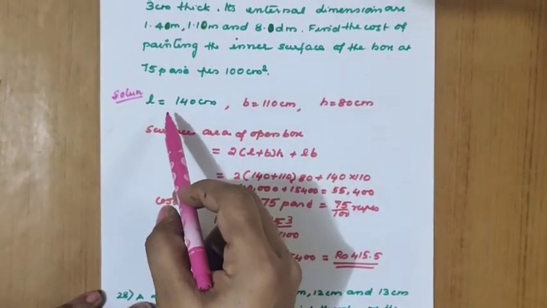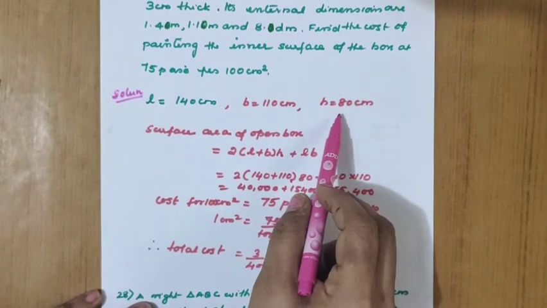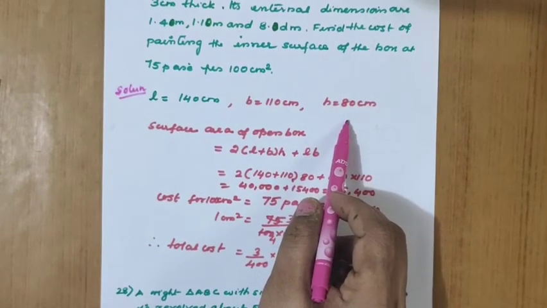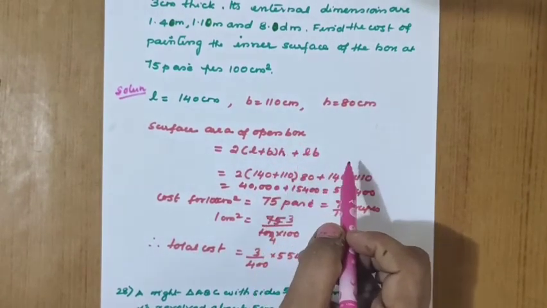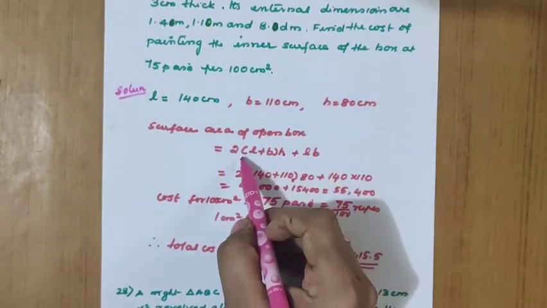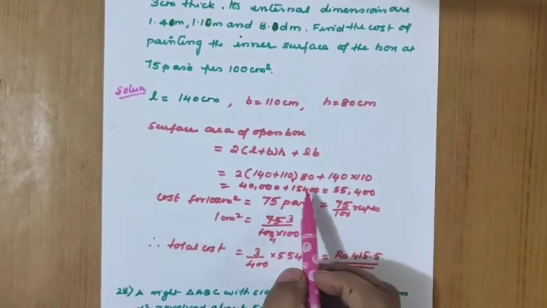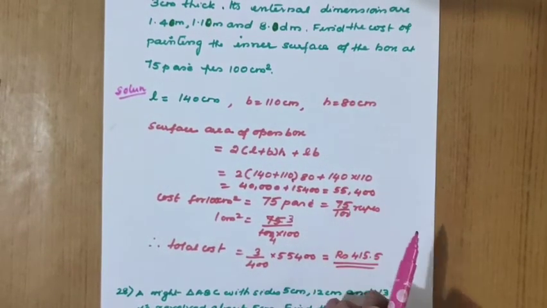So according to the question, length equal to 140 centimeter, breadth is equal to 110 centimeter, h is equal to 80 centimeter. Surface area of the open box, that means 4 sides plus 1 base. So the formula will be 2 into (L plus B) into H plus LB. So substitute, we will get 55,400.